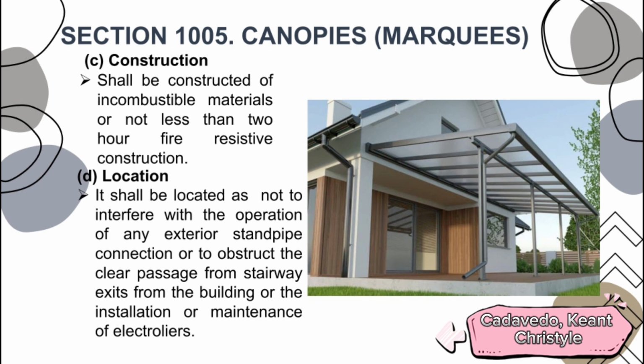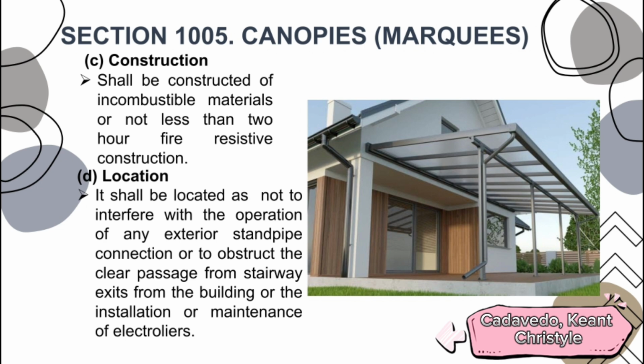C. Construction. It shall be constructed of incombustible materials or not less than 2R fire-resistive construction. So, ano ba yung example ng isang incombustible materials? It can be brick masonry, concrete blocks, hard backer board, calcium silicate board, cement board, metal, and certain types of glass. So, next.